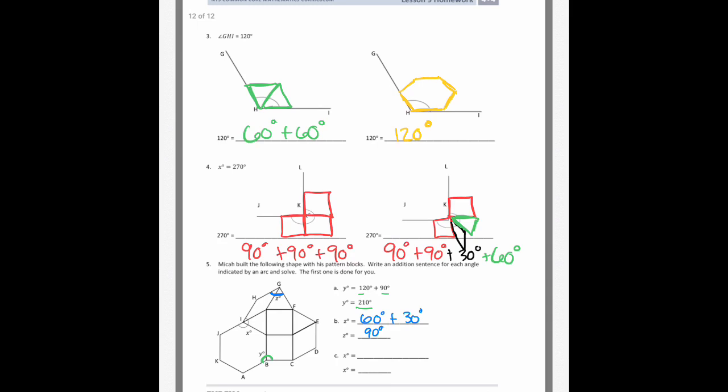And then for angle X, I have the acute end of the diamond, a triangle, and a hexagon. So it'll be 120 plus that 60 plus that 30, which will give me 210 degrees.